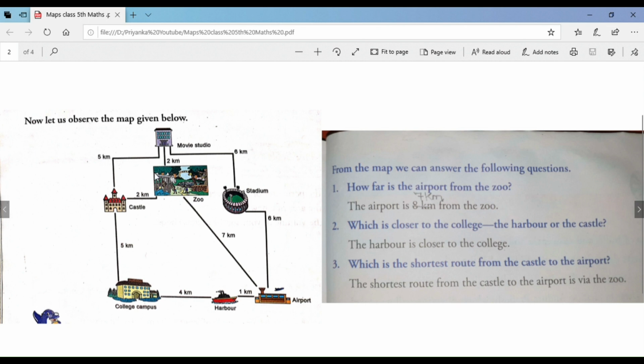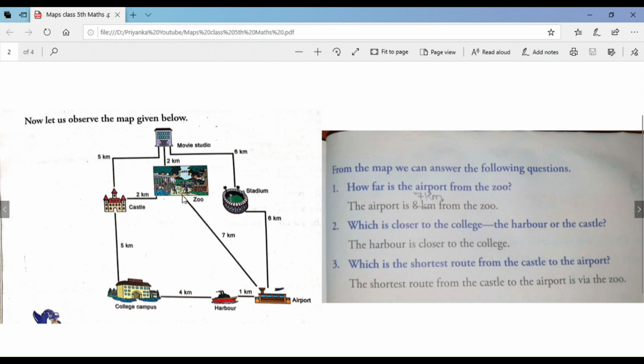तो ये एक मैप गिवन है जिसको मैंने आपको पूरी तरीके से एक्सप्लेन कर दिया है. अब हम देखेंगे इसके रिलेटेड क्वेश्चन. देखिए, from the map we can answer the following questions. How far is the airport from the zoo? ज़ू से हमारा एयरपोर्ट कितने डिस्टेंस पर है?